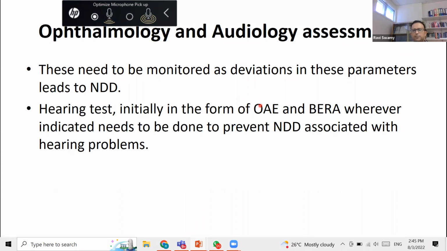Right. And the last bit which I want to tell you, which is not with you, but make sure you get these done, is basically the eye assessment and the audiology assessment.